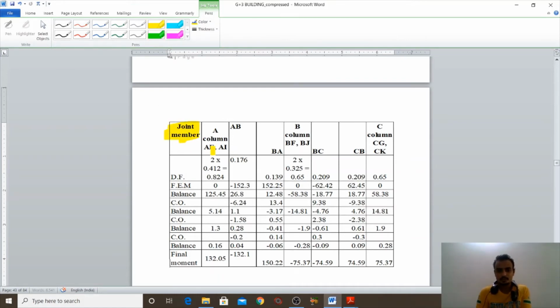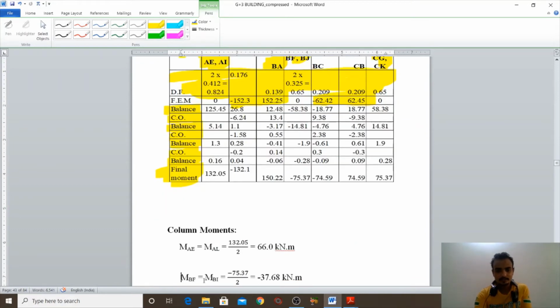For the distribute moment we have the joint members: column A, B, BA, column B, column C and column D. So we write down the distribution factor here, which we found in the above table, and these are the fixed end moments. Then we have to balance, carry over, balance, carry over, balance, carry over, balance, and then after that the final moment. I hope you know how to do the moment distribution method. Okay, then we got the final moment here.